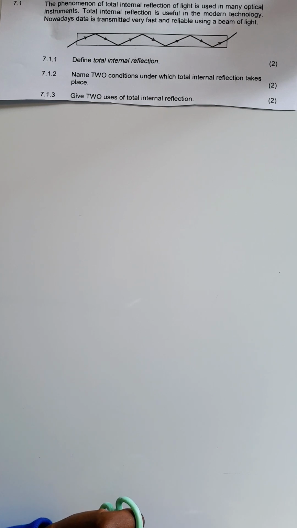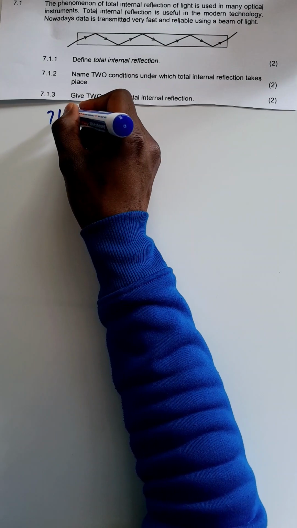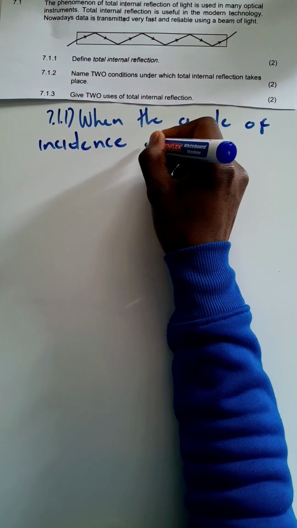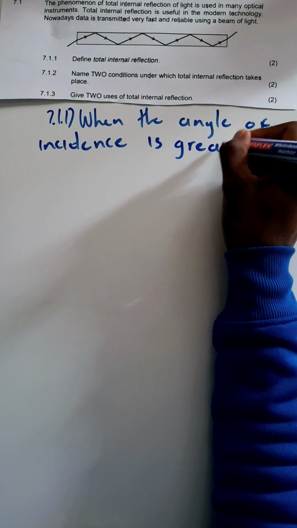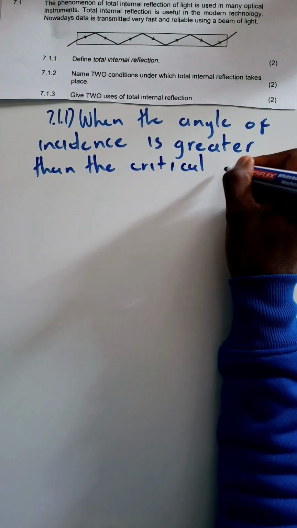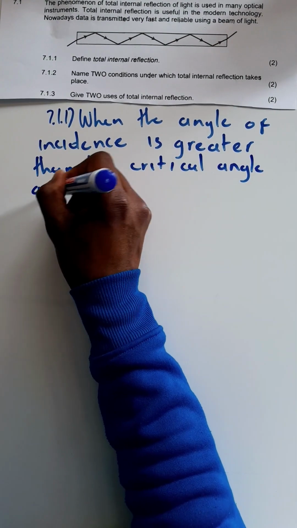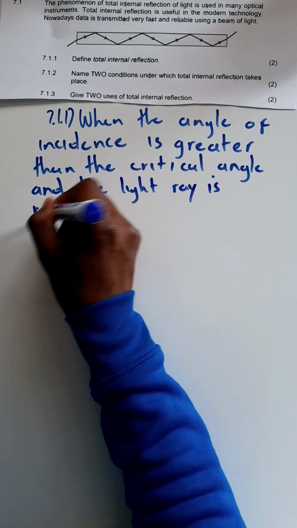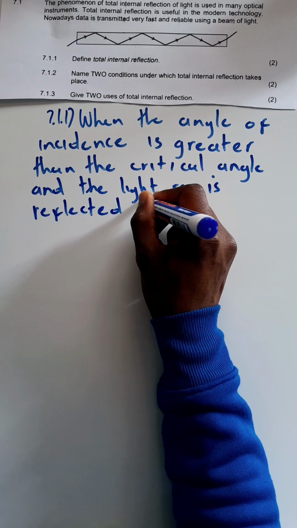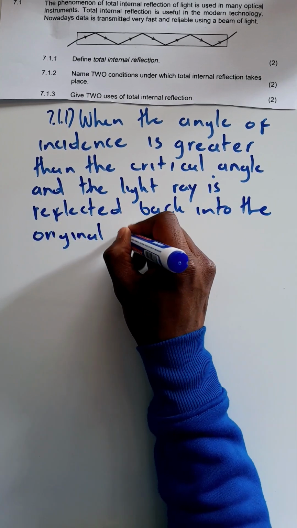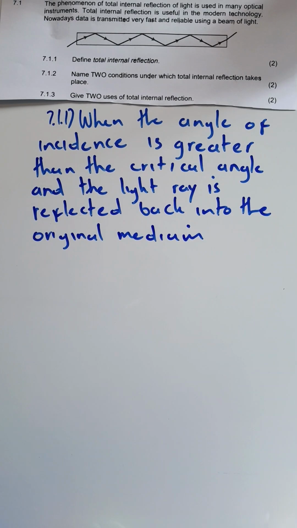7.1.1 says define total internal reflection. Total internal reflection, we define that as when the angle of incidence is greater than the critical angle, and the light ray is reflected back into the original medium. That is total internal reflection.